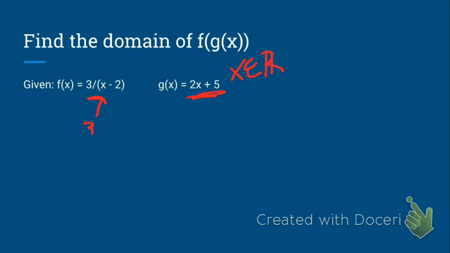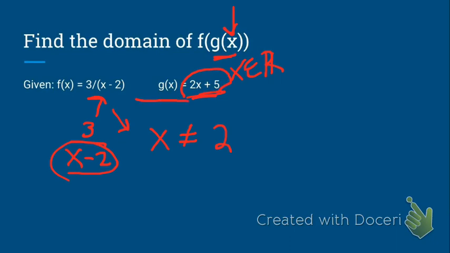Since f of x is 3 over x minus 2, the domain of f of x would be x cannot equal 2, because if it did, then we'd be dividing by 0. But remember, what goes into x first goes into g. So whatever x is goes into g, gets multiplied by 2, and then 5 is added to it. Then it goes into f, because it's f of g of x. So whatever's going into f, you just have to make sure it can't be 2.